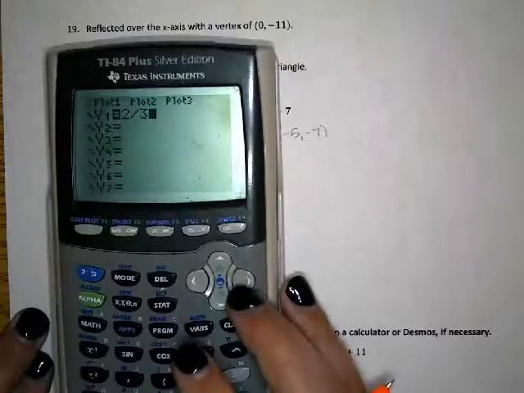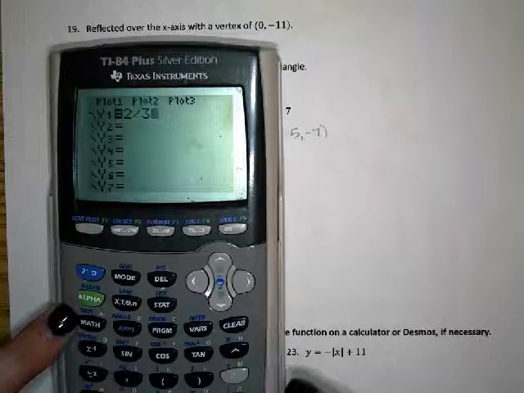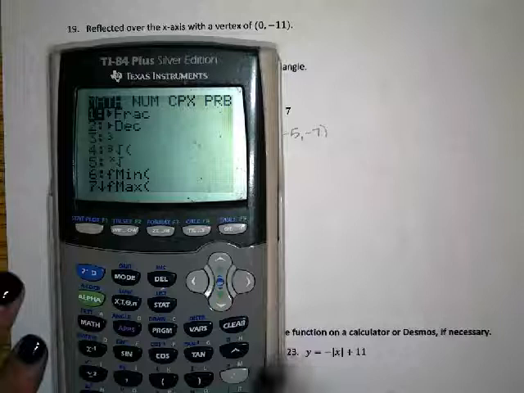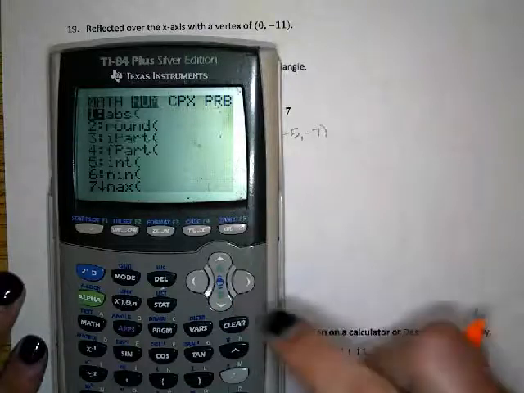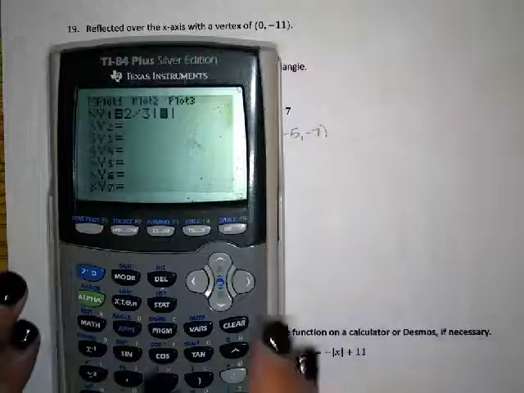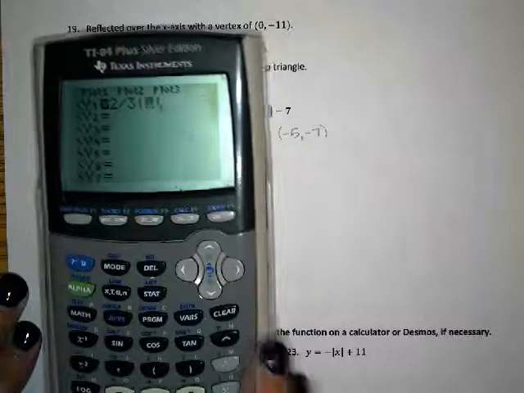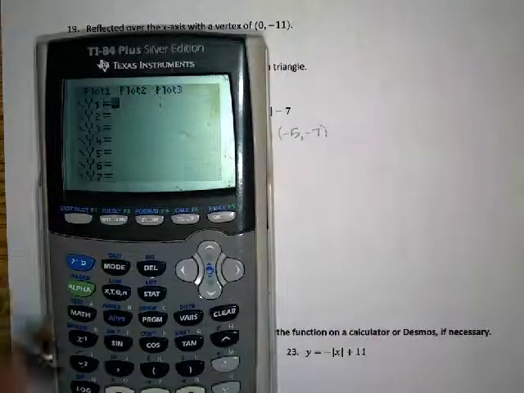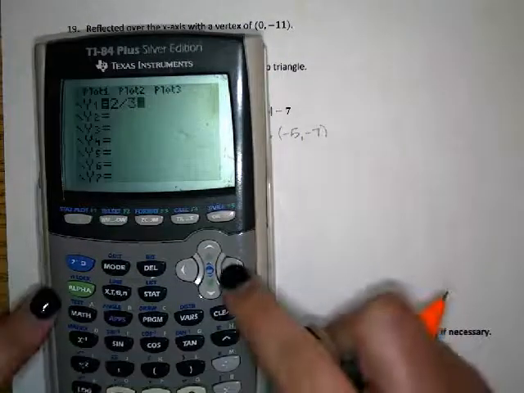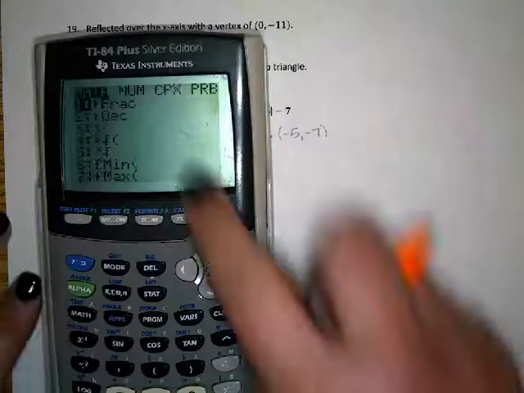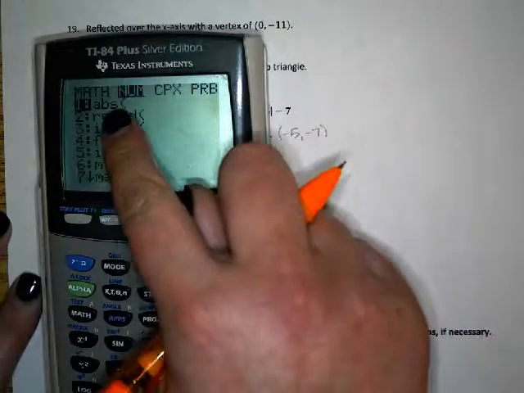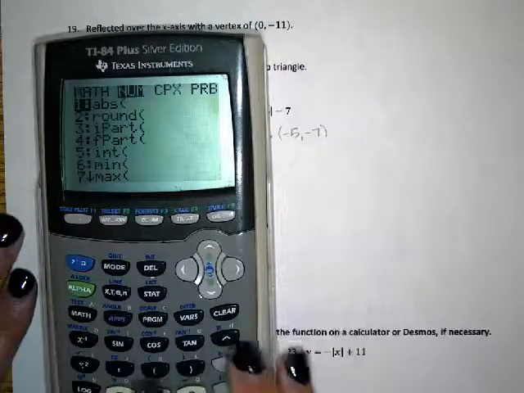So now I'm going to hit the math button. Go over to number. Use number 1. Number 1 was absolute value. Sorry, I did that fast. 2 divided by 3. Hit the math button, and then if you go over to number, you can see ABS. It makes sense: absolute value.